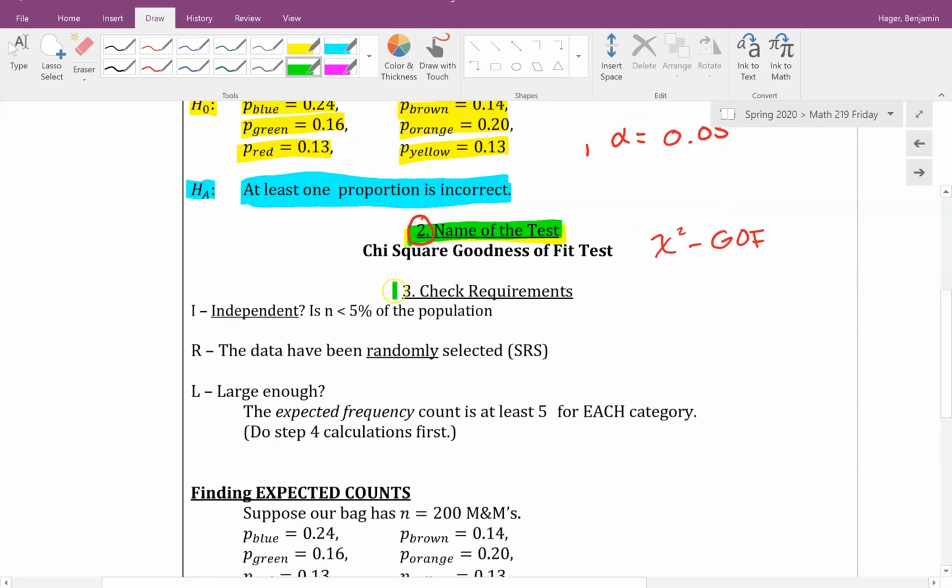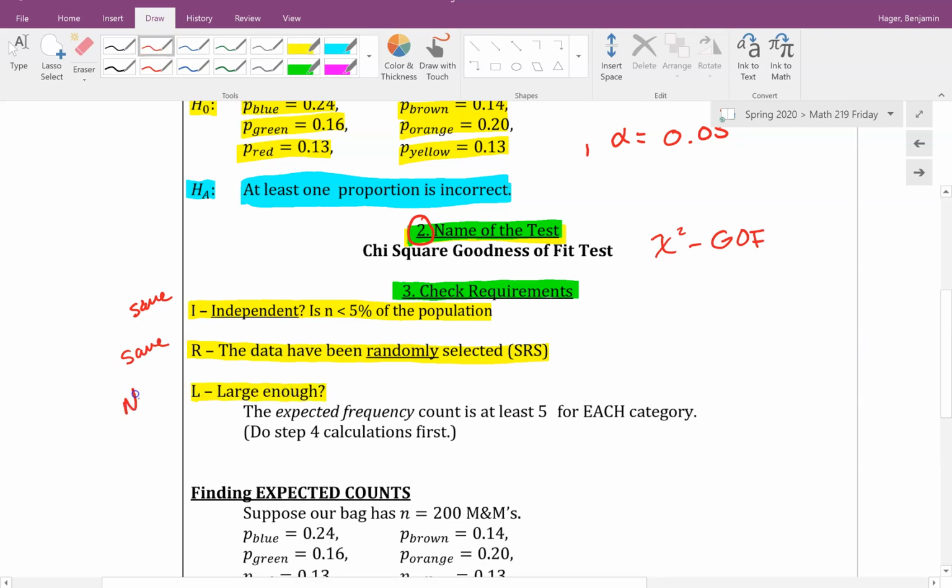Everyone's favorite step, number 3, is check the requirements to make sure you're doing good stats. Well, it's still independent, random, and large. It's just the large enough that is slightly different. So independent, we still probably are going to use the 5% rule. That's the same. Random, we hope to have random data. Nothing new there.